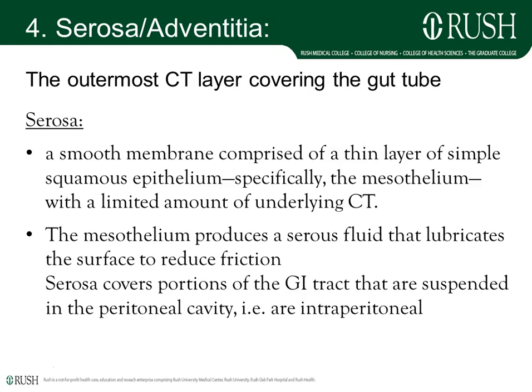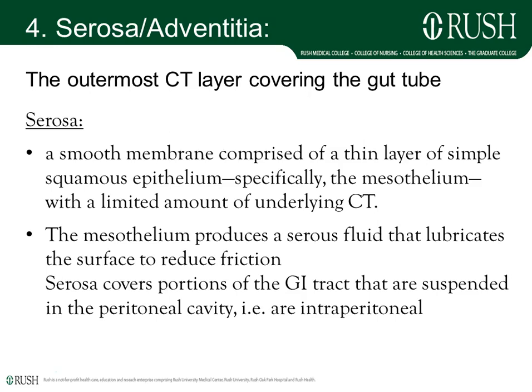The outermost layer of the GI tube is called the serosa or adventitia. This is a connective tissue layer that covers the gut tube. So what are the differences between these? The serosa is a smooth membrane comprised of a thin layer of simple squamous epithelia, specifically called the mesothelium here, and it has a small amount of underlying connective tissue.